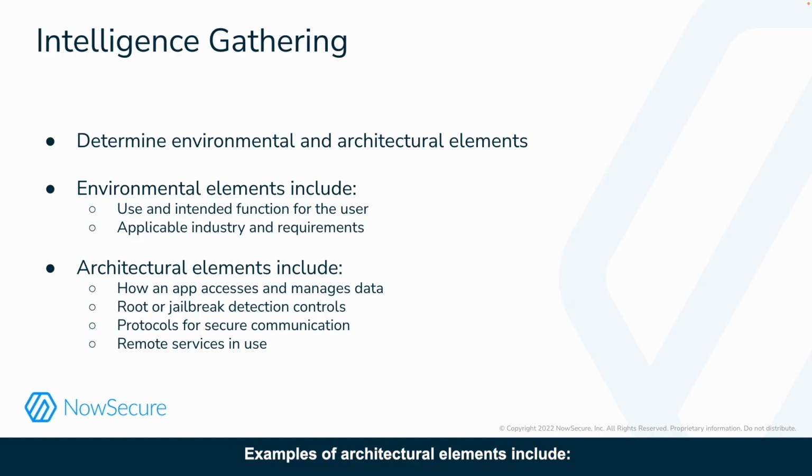Examples of architectural elements include how the application accesses and manages data and resources, which controls are in place to detect if the device is rooted or jailbroken, what protocols are in place for secure network communications, and what remote services are used by the application.